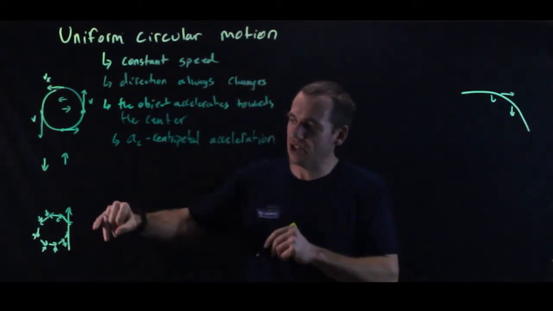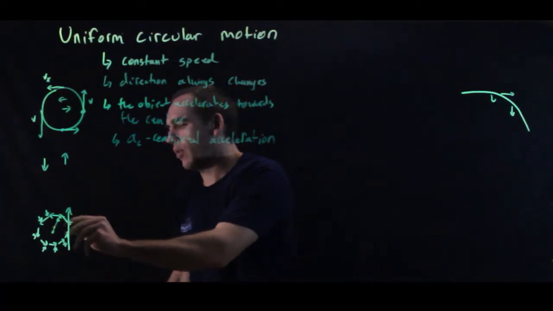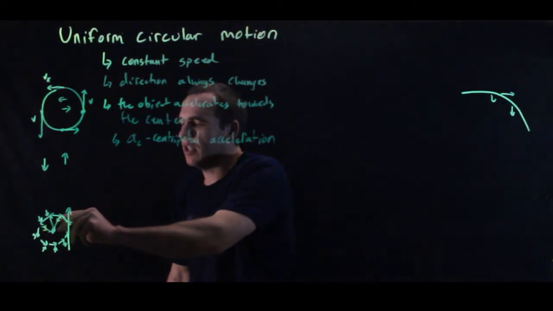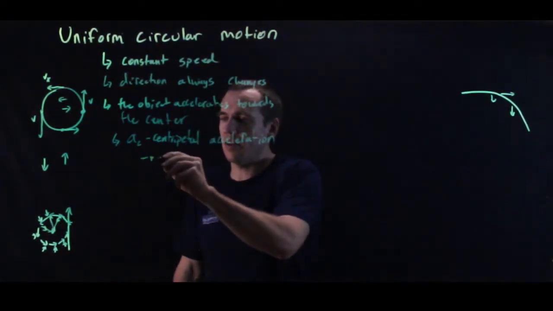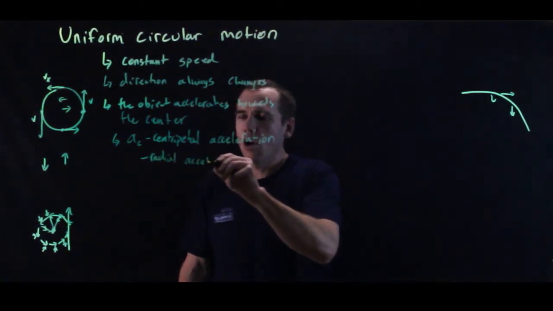It always points along a radius. So if this is the center of the circle, the radius is that distance, and no matter what radius we draw, the acceleration is always along that radius towards the center. So you will also see this called radial acceleration, since it points along a radius.